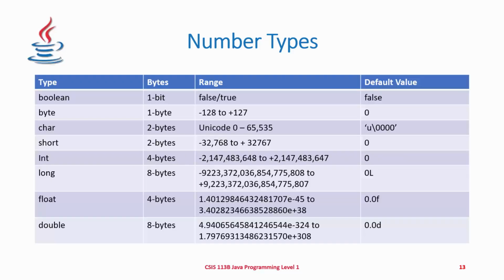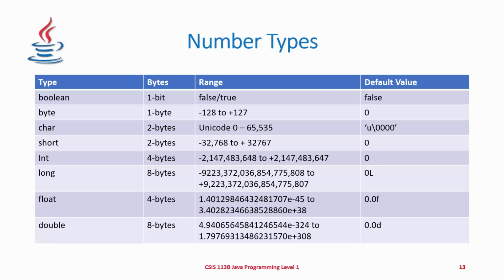Here we have a list of the different Java number types. So we have the Boolean, which is 1 bit, 0 or 1, and only two possibilities there, false or true. The default value is false. A byte is 8 bits or 1 byte long. It could be a value from -128 to +127, and its default value is 0.